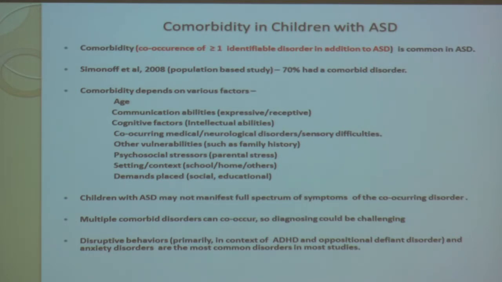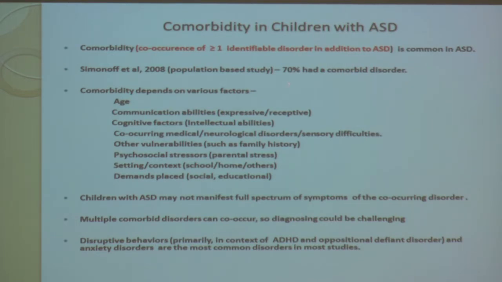I would say until 2005, there were very few studies that had looked at comorbid psychiatric disorders in children and adolescents who had autism. There were some reports, there were some studies, but they were not very scientific. They were not based on measurement. They were just prevalence studies. Then in 2008, this study by Simonoff et al. was published in the Journal of Child and Adolescent Psychiatry, and this was a population-based study.